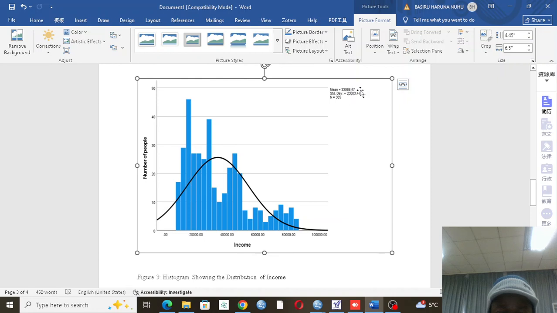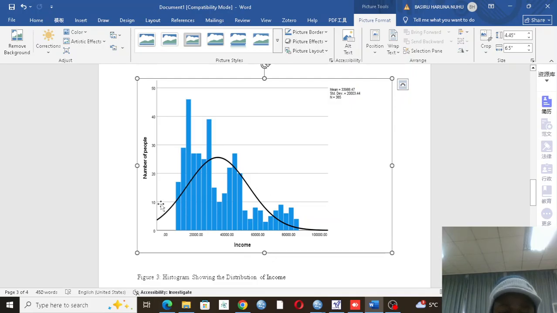We have the mean value here with the standard deviation, and our sample size, that is the n, is equal to 385. So now when the income is low, it is on the left side. When it is moving to the right side, it is high. So when it is low, you see the bars being tall. That means a lot of people are earning low income. But when the income keeps increasing, you see the bars being shorter. That means few people are earning more income.